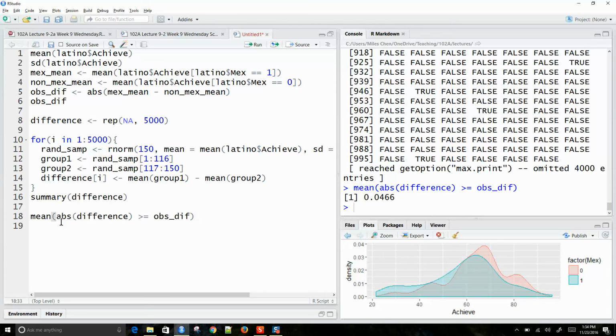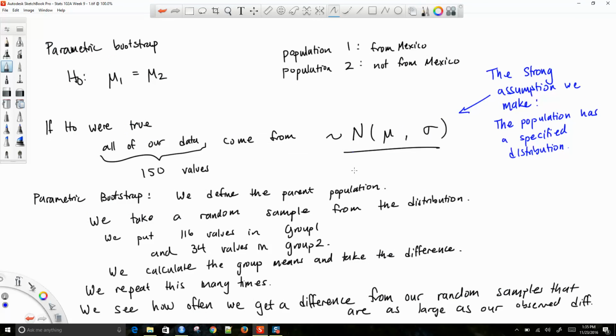Does that make sense? So according to parametric bootstrap, the strong assumption that we're making is that the parent population has a normal distribution. And we are defining the normal distribution using the overall X bar and the overall SD. We use that as the way to generate new values from our random distribution.